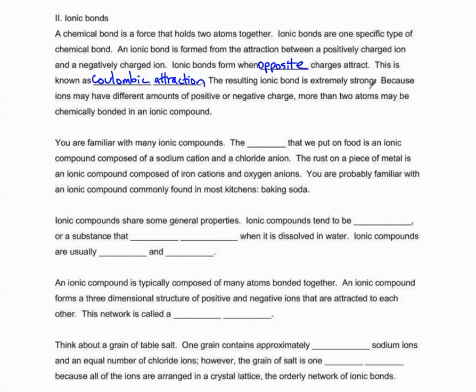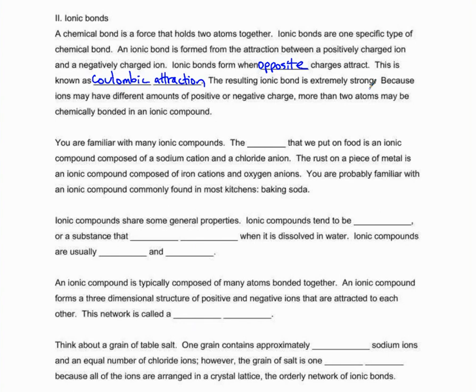So as we've seen, we have ions with different charges, different amounts of a positive or negative charge. And by that I mean we've seen nitrogens with a -3, we've seen sodiums with a +1, we've seen chlorines with a -1, we've seen magnesium with +2. So since they have different numbers of positives and negatives, we might have more than 2 atoms chemically bonded in the ionic compound.